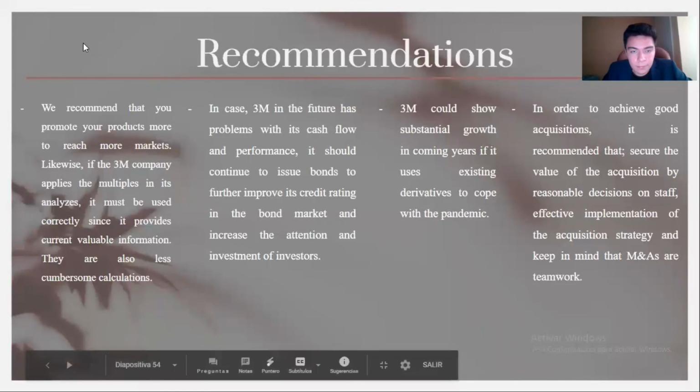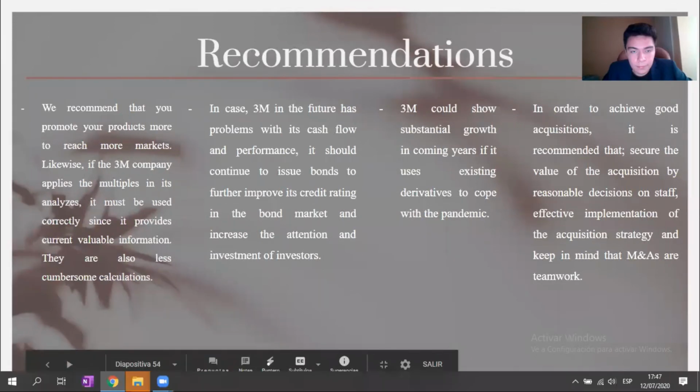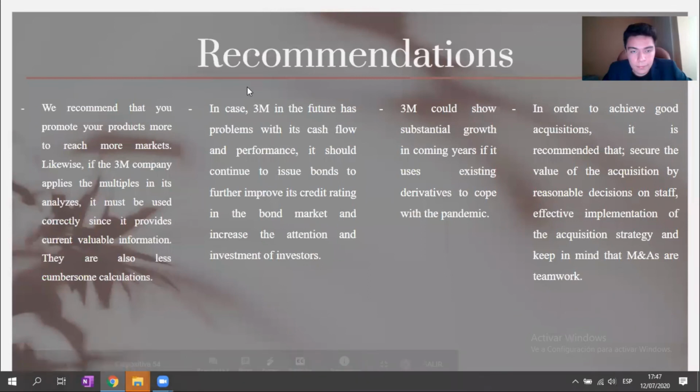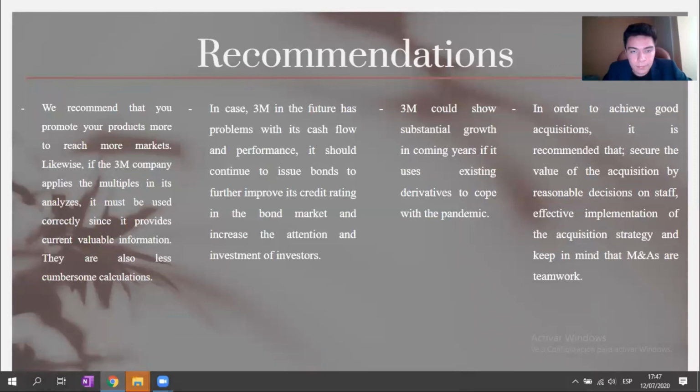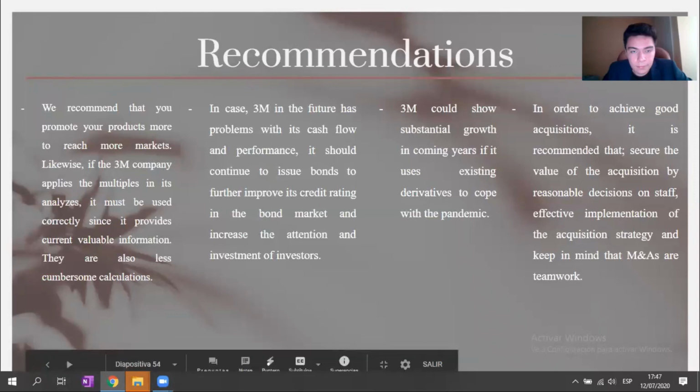In case 3M in the future has problems with its cash flow and performance, it should continue to issue bonds to further improve its trade rating in the bull market and increase the attention and investment of investors. 3M could show substantial growth in coming years if it used existing derivatives to cope with the pandemic.